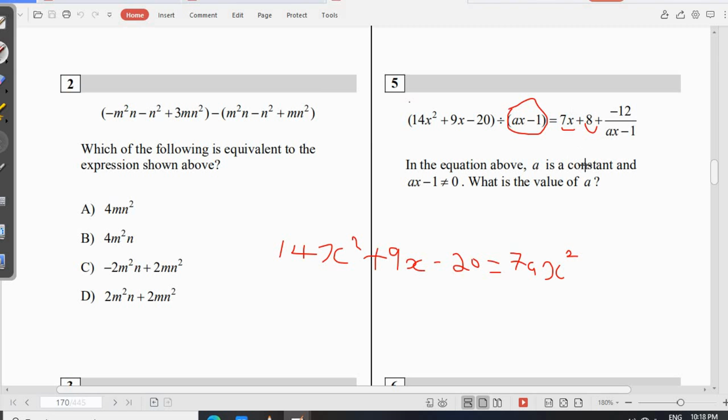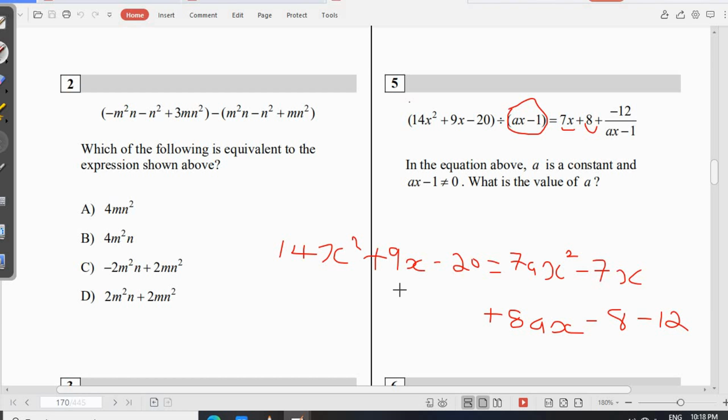7ax squared minus 7x. Then multiplying 8 times this, we'll be having plus 8ax. Then 8 times minus 1 is minus 8. Then if you multiply it through ax minus 1 times this other one, you're going to eliminate the ax minus 1 under, so you just have minus 12 at the base.